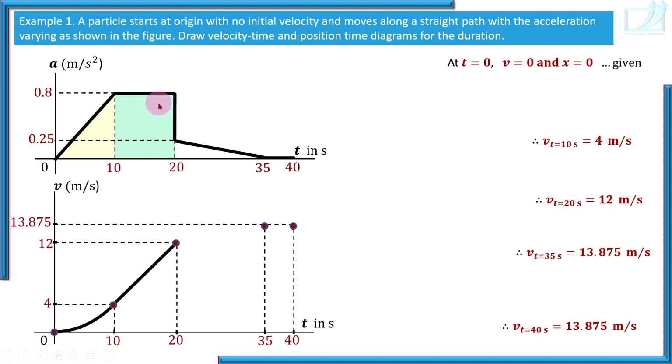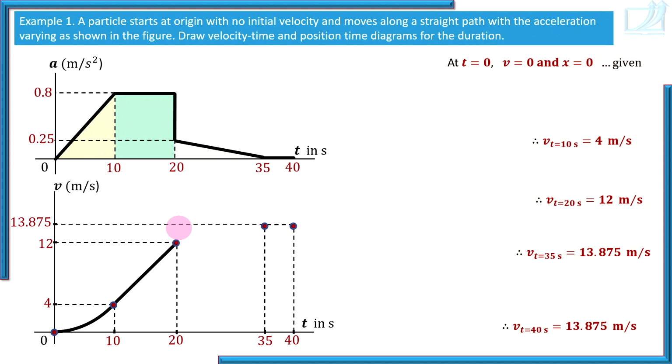Which are the two values? 0.8 and 0.25. In fact, acceleration suddenly drops from 0.8 to 0.25. So here also slope suddenly drops and you get a sharp corner here. If this inclined line has a certain slope, then here suddenly that slope must reduce, so automatically you will get a sharp corner.